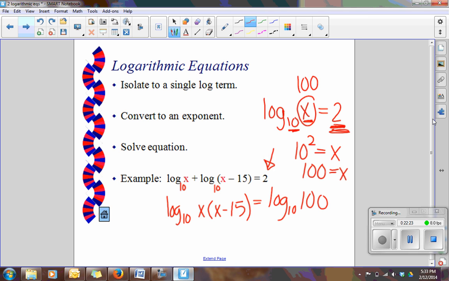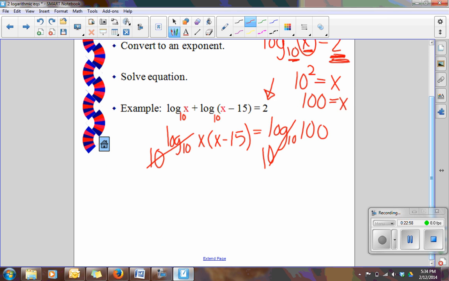Okay, so now we've got a single log with the same base on both sides. We've isolated it to a single log term. We've combined this addition into multiplication and have turned it into one single log. We've got the log with the same base on the other side. Convert it to an exponent. What that means is we can do 10 to the power of on both sides, and that's going to cancel the logs. So that's the reason we can cancel the logs on both sides when we're working with logarithmic equations. Then it's just up to us to solve the equation.